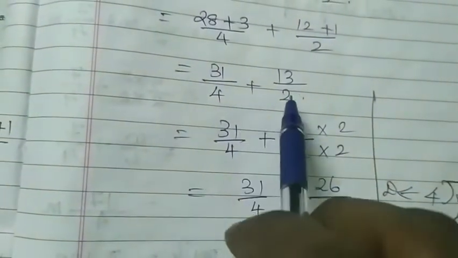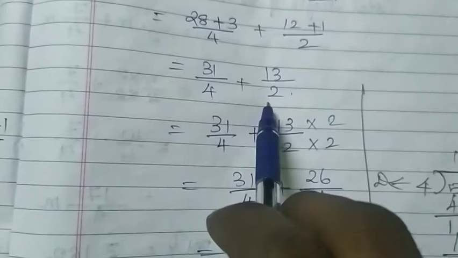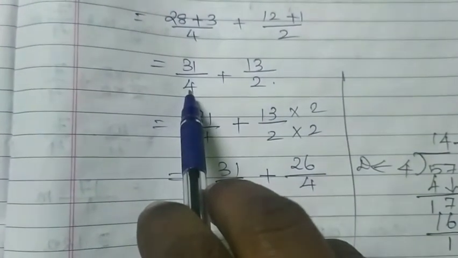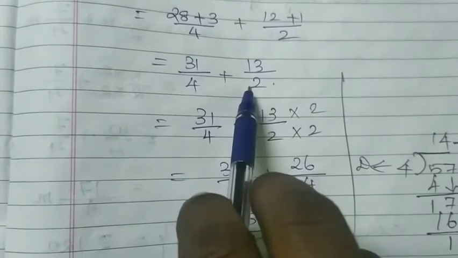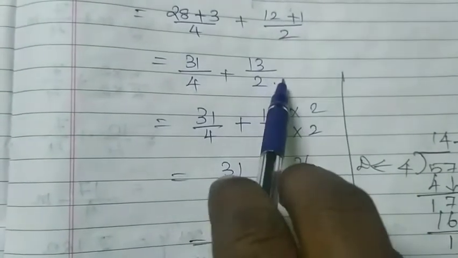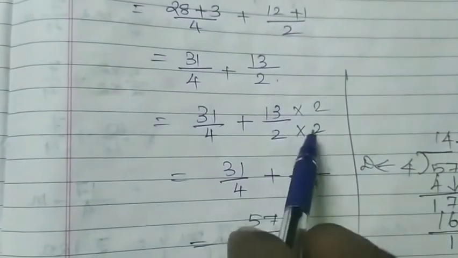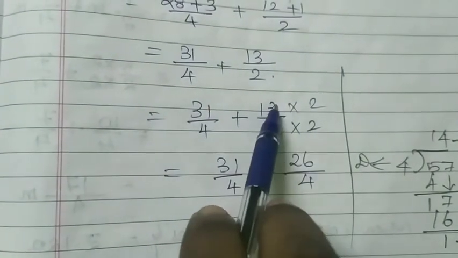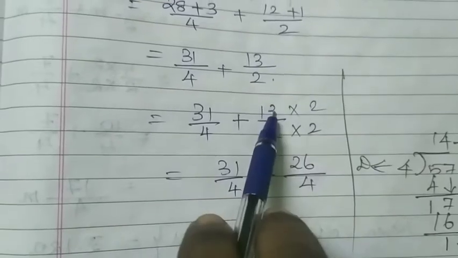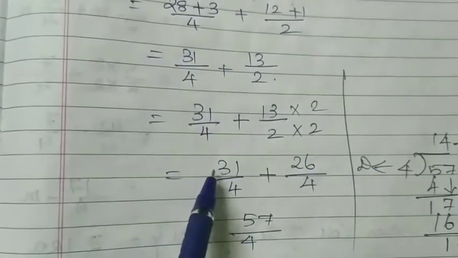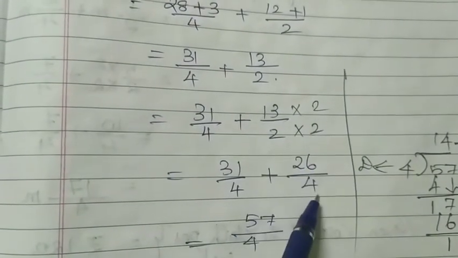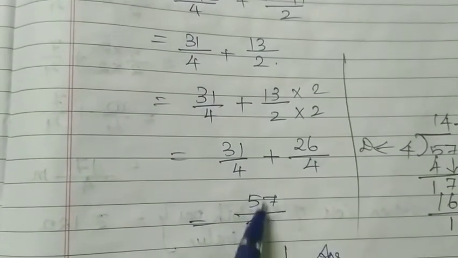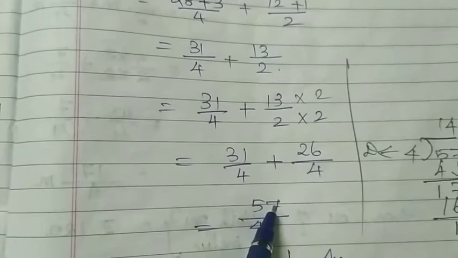Here, 4 and 2, we need to take the LCM. We take 4 as the LCM, so this number 2 is to be changed into 4, so we need to multiply by 2. 2 2s are 4. The numerator is also multiplied by 2, so 13 into 2 is 26. Therefore 31 by 4 plus 26 by 4, so 4 is the common denominator. Next, 31 plus 26 is 57.